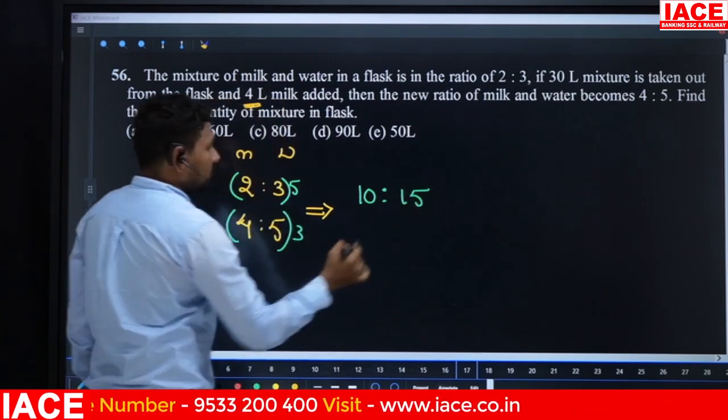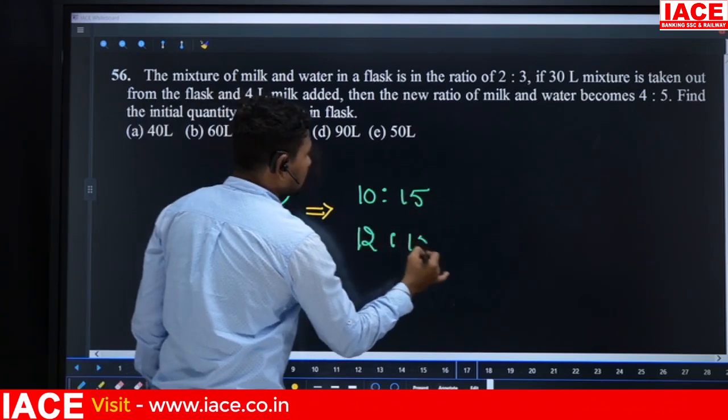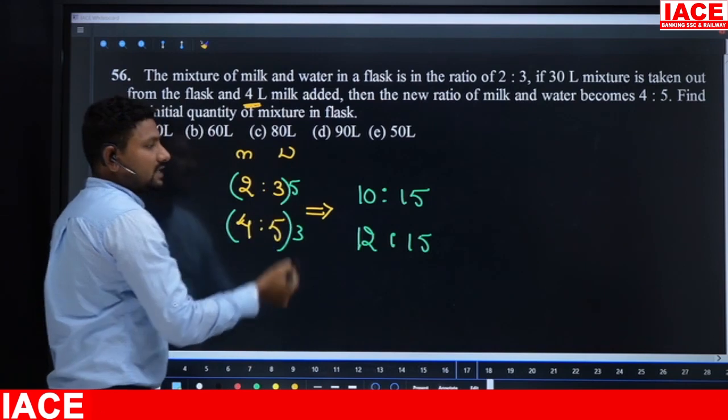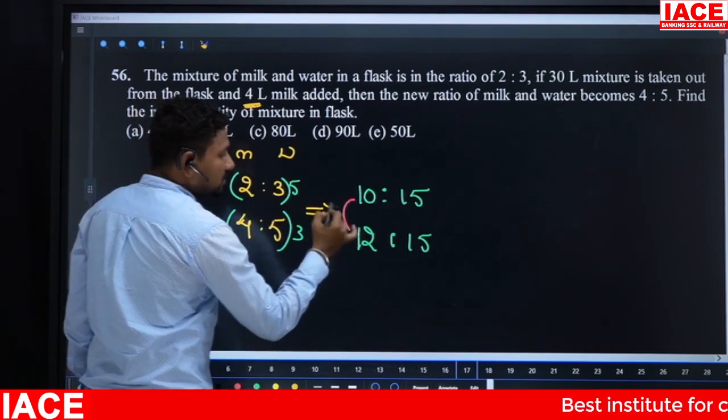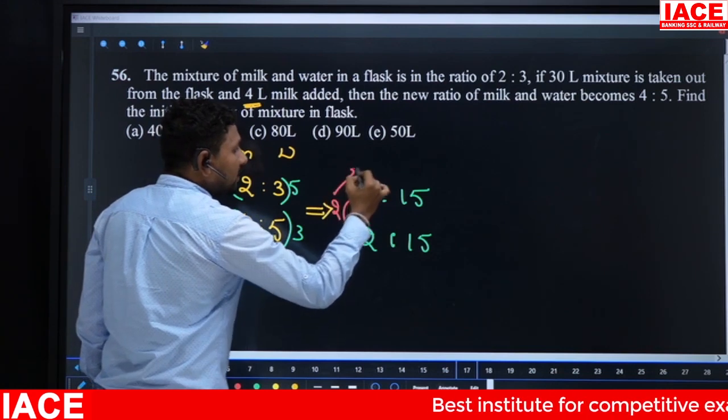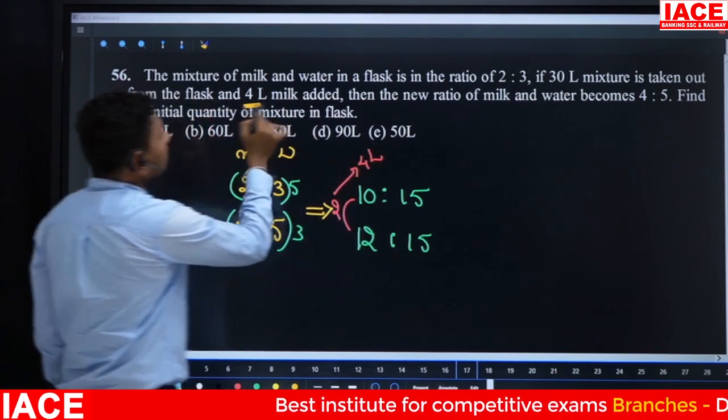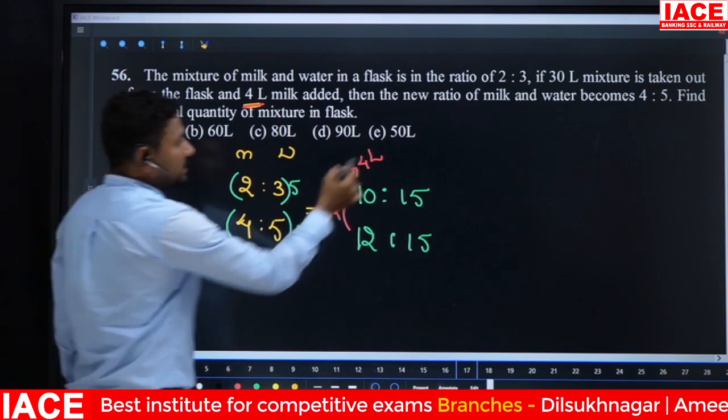3 fours are 12 and 5 threes are 15. Make the water levels equal. Now you will get extra. The extra part of the milk is 2 parts added. Then 2 parts is equal to the extra 4 liters you added. 2 parts is equal to 4 liters.